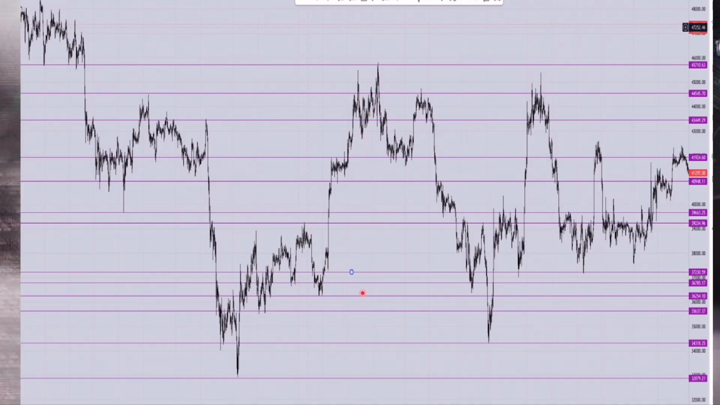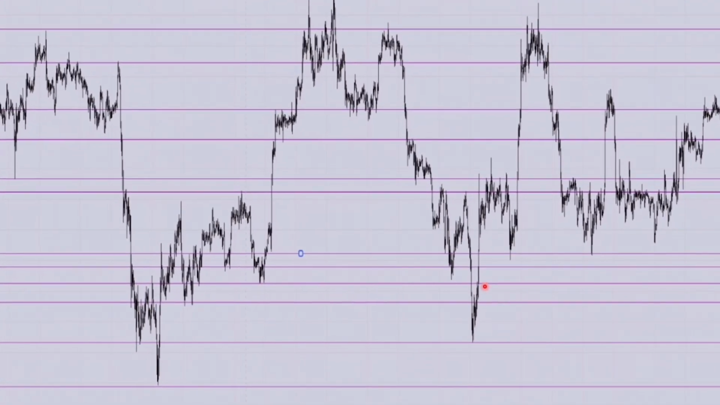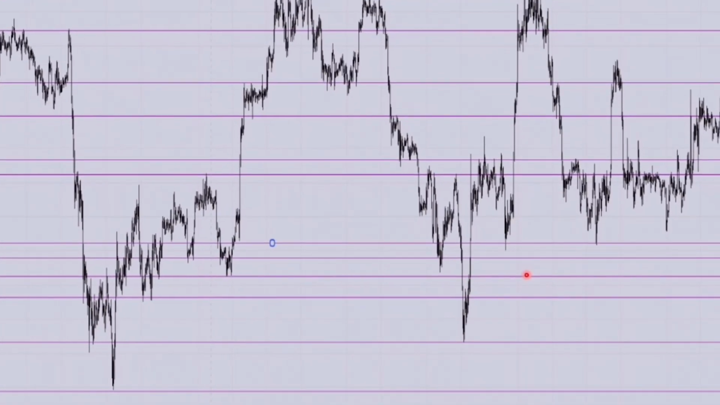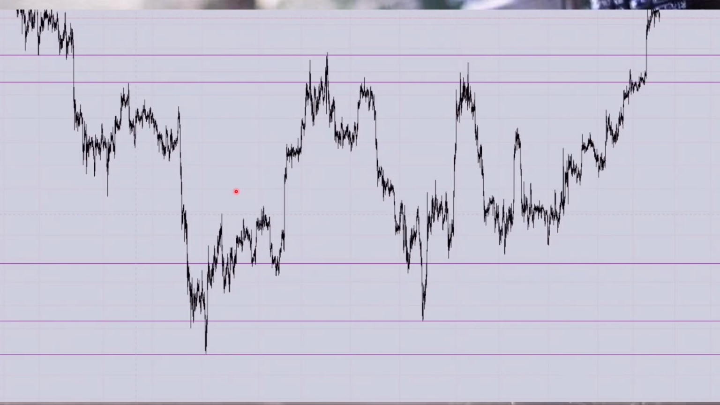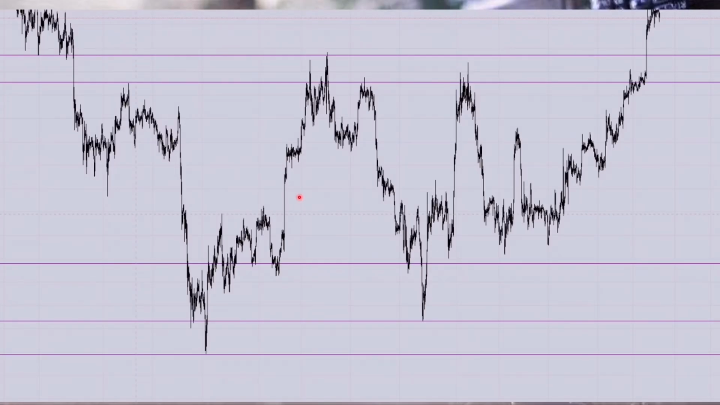The same applies also to these lines. They are supported here, for example, but they are not supported here. So we are going to delete similar lines like this, which are not respected in other price ranges. So at the end we have only 4 important lines, but really important lines. Based on these support and resistance levels, we can start trading and make a good profit.